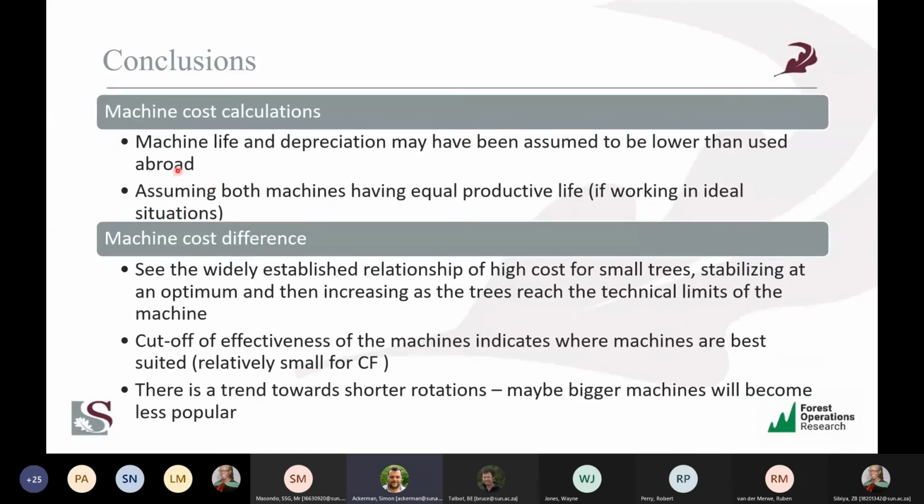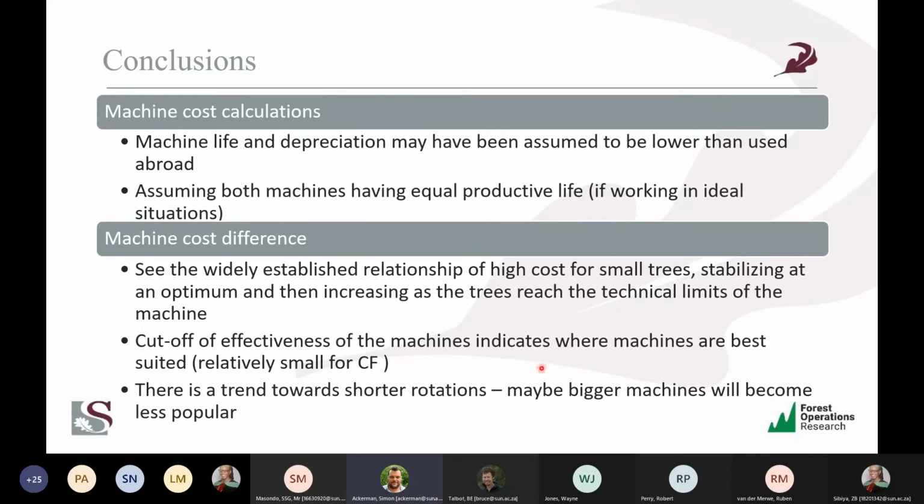Cost calculations. When looking at the inputs that we put there, the life and depreciation may have been lower than those used abroad. We used 15,000 hours in terms of life, and the European standards are pretty much 18 to 20. Also, we assume that both machines have equal productive life. That's obviously if they're working in ideal situations. The machine cost difference, we can see the widely established relationship of the high cost in small trees stabilizing at an optimum and obviously increasing as the trees reach the technical limits.